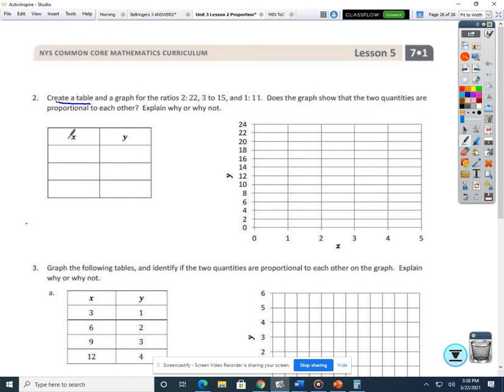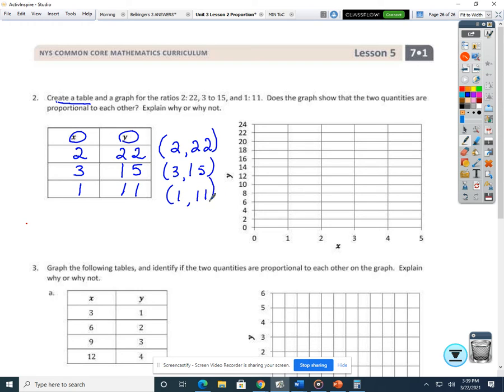They give us our table with our x value and our y value columns. So our first x value is 2, our first y is 22. Our second x value is 3, our second y is 15. And our third value for x is 1, our third value for y is 11. Now for each of these entries in our table, I can create my coordinate pair so that I'll be able to plot these on my graph and know exactly where things should be.